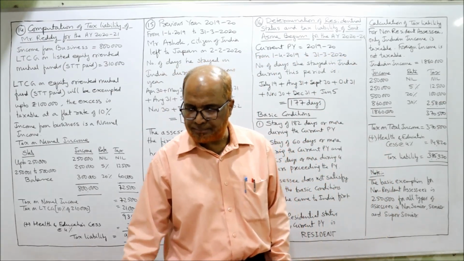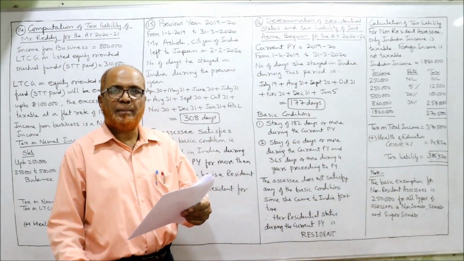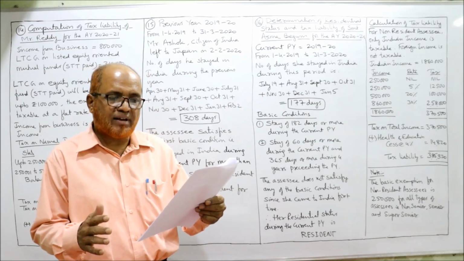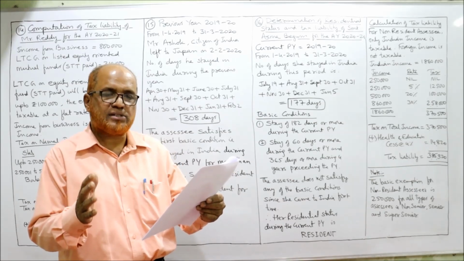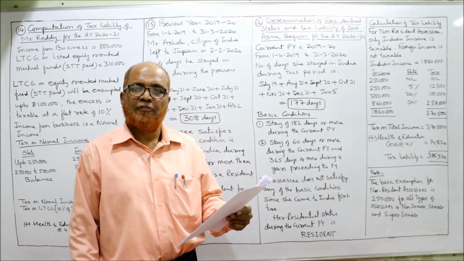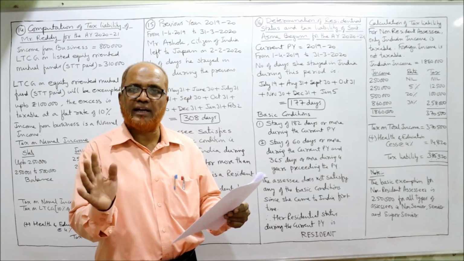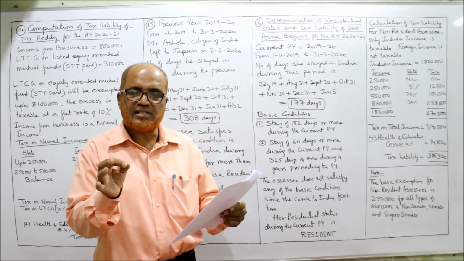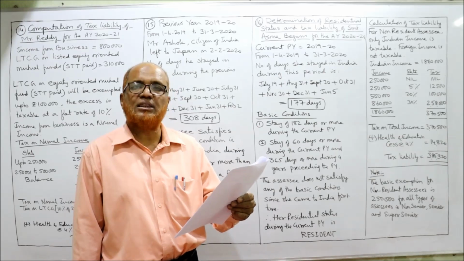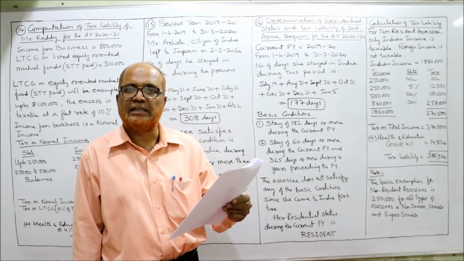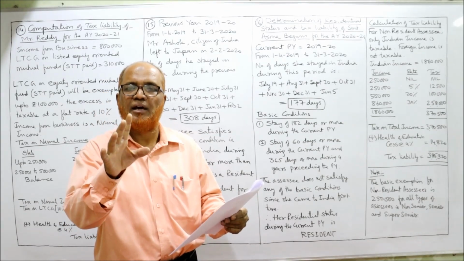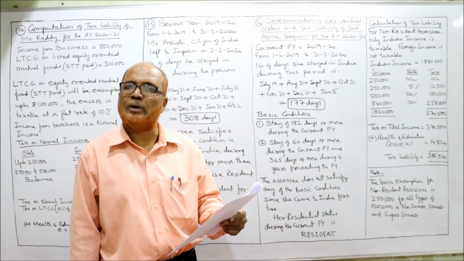Now see the 16th one. Srimati Asma Begum, citizen of Iran, came to India for the first time on employment purpose on 13th July 2019, 11 a.m. She is a foreigner, she is not an Indian. She is arriving in India for the first time on employment basis. Our previous year will begin from 1st April 2019 and end on 31st March 2020.